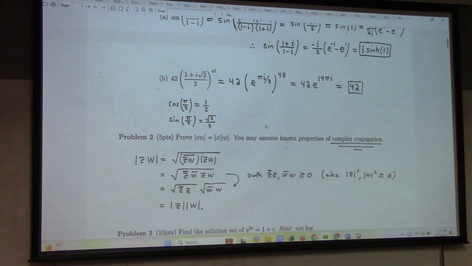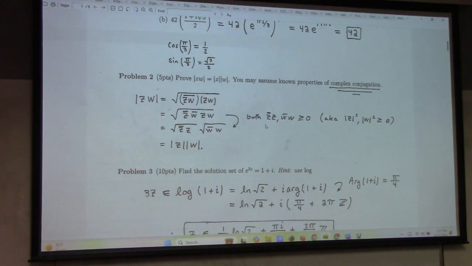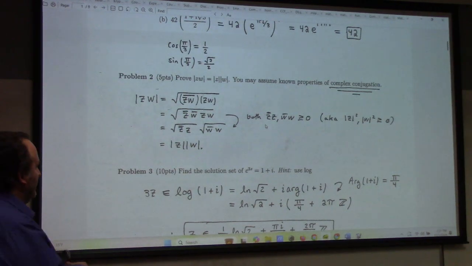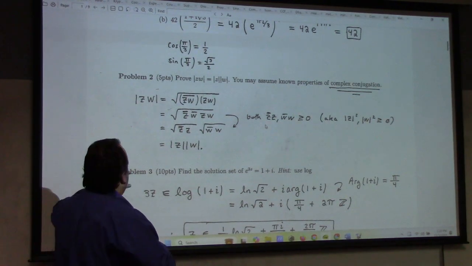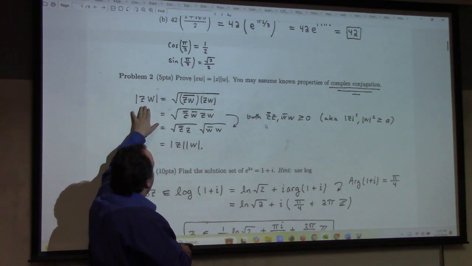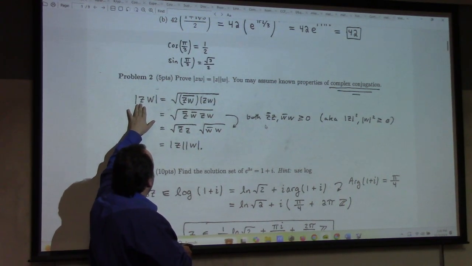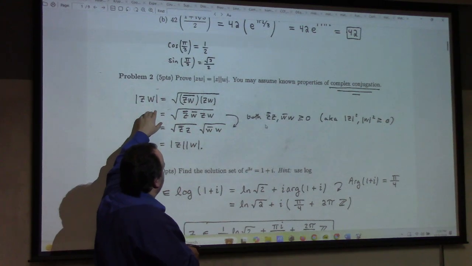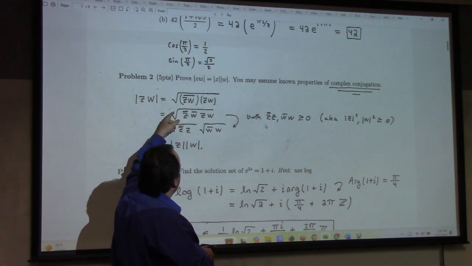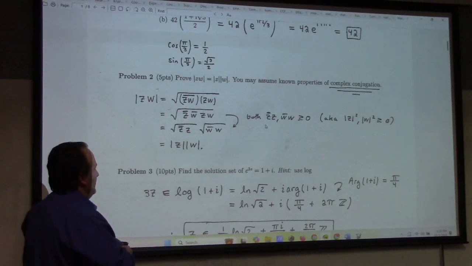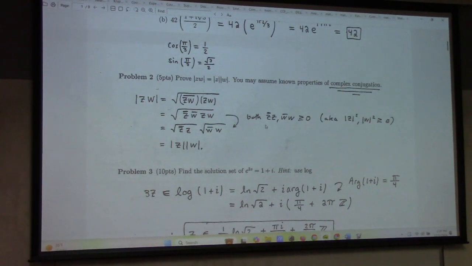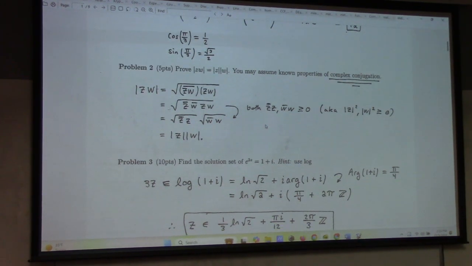Problem 2 is pretty standard, and you guys almost without exception ignored my hint. You may assume known properties of complex conjugation. That is the way to prove this, because the length of z is the square root of z bar z, and so you just use that, and it's not bad. If you do this in real notation, it actually takes some calculation. It's a non-trivial algebraic identity if you work it out in the reals.